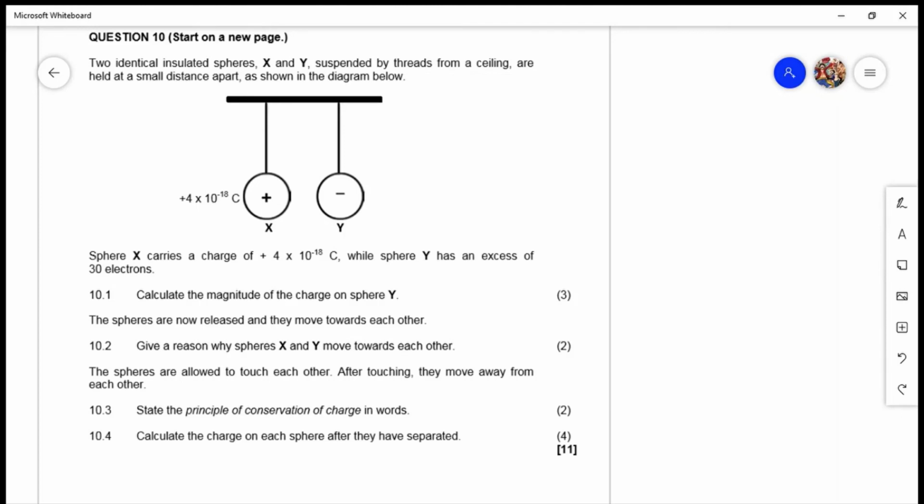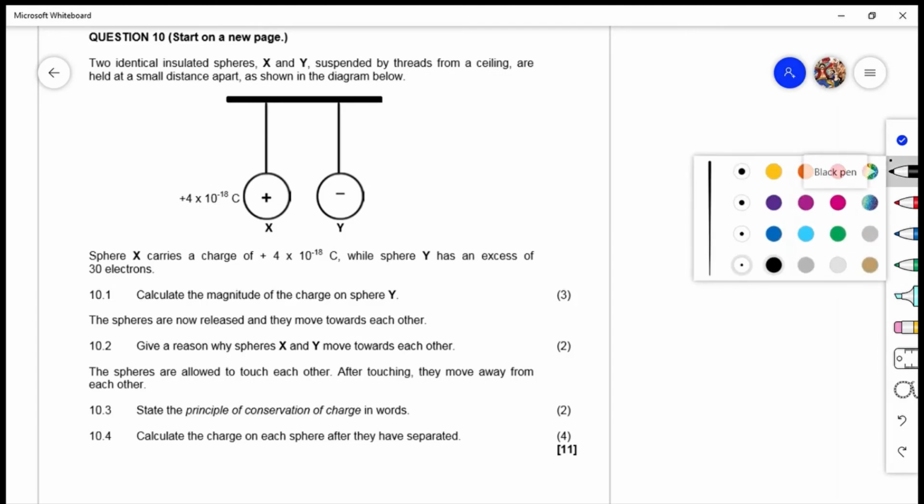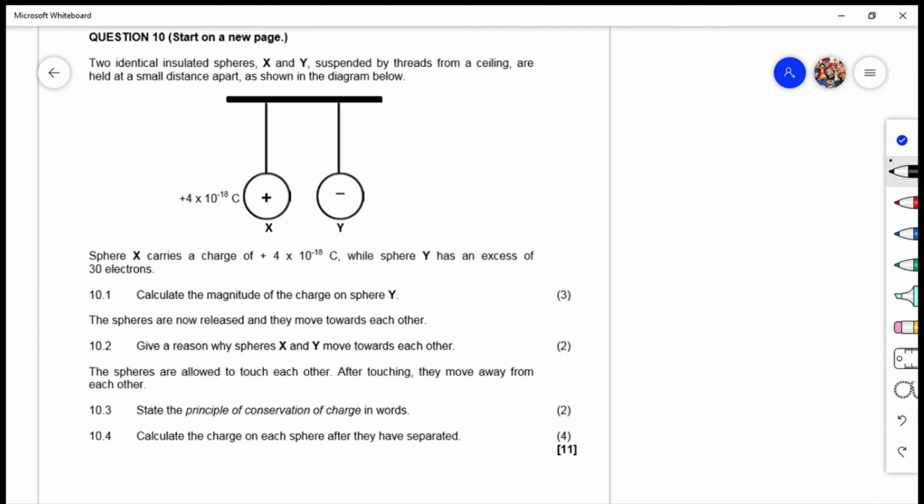10.1. Calculate the magnitude of the charge on sphere Y. So, because we have the number of excess electrons that are on sphere Y, we can then use our formula for number of electrons, which is Q is equal to N QE, and that's question 10.1. So like I mentioned in the previous questions, whenever you're dealing with number of electrons, you always use this formula that has N in it.